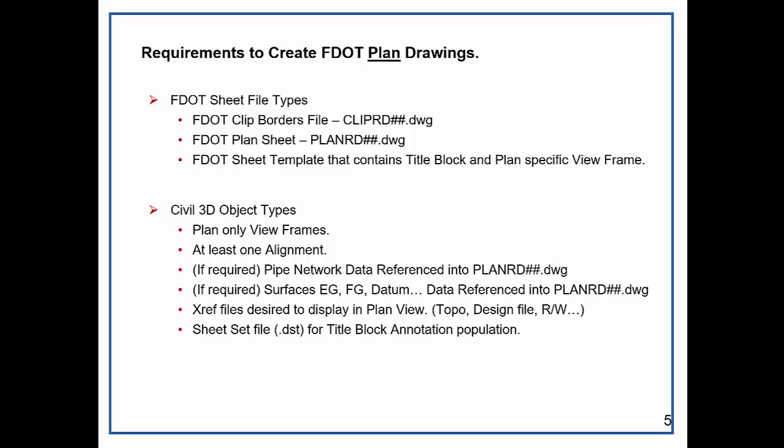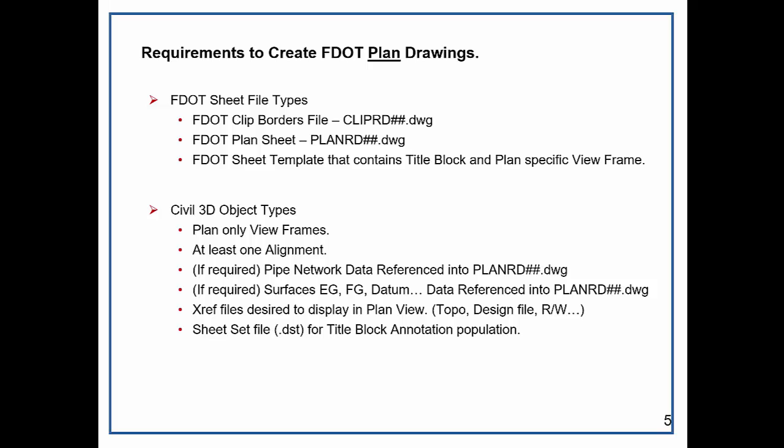The FDOT plan sheets is the sheet that you create when you bring in all your elements together that you want to show in a plan view, such as your topo file, your design file, your surface, your alignments, your pipes, things like that. And then last you have an FDOT sheet template file that is already pre-configured that contains a title block and a plan specific view frame.